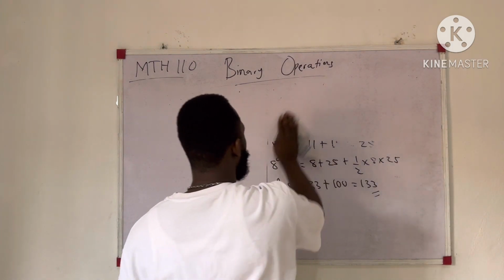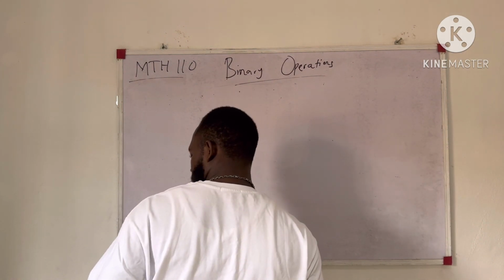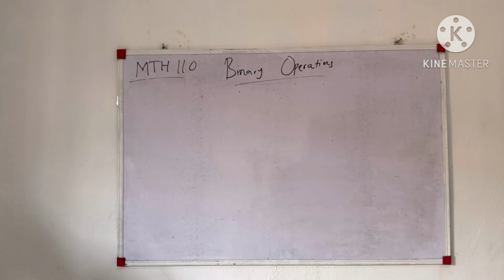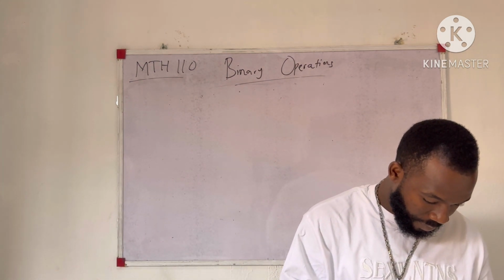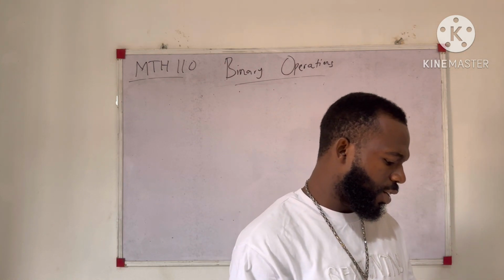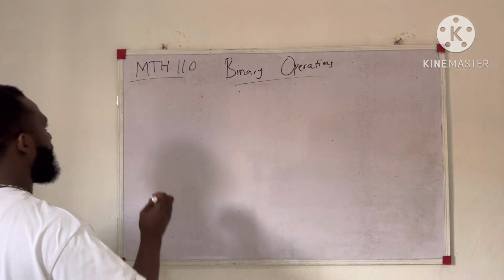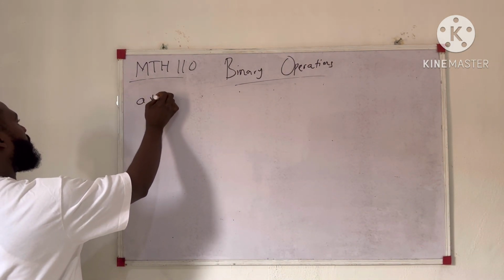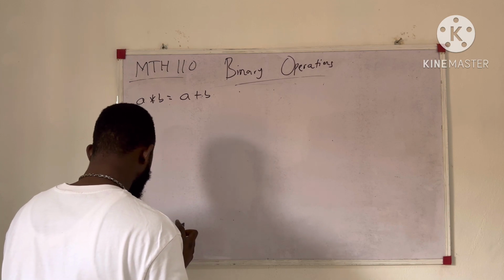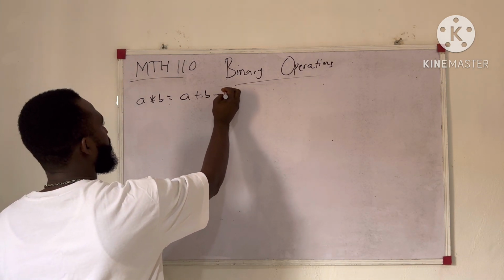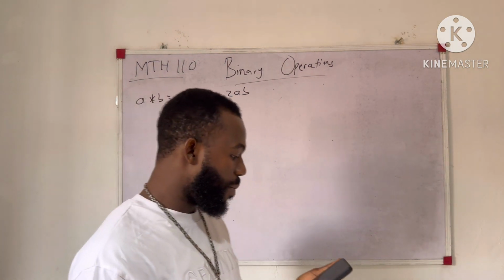Okay, let's see. Okay, so let's take a look at question number 2. Question number 2 says, a binary operation is defined on the set of real numbers by A operation B equal to A plus B minus 2AB, where A and B are elements of real numbers.